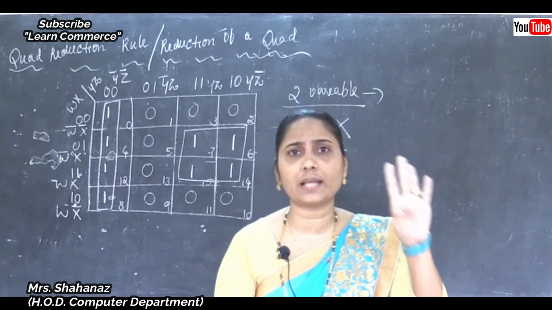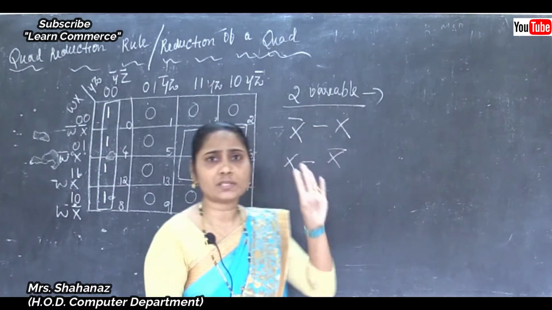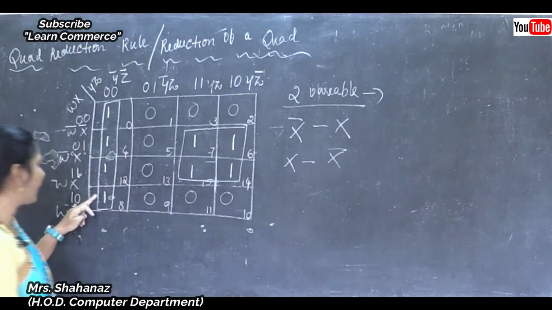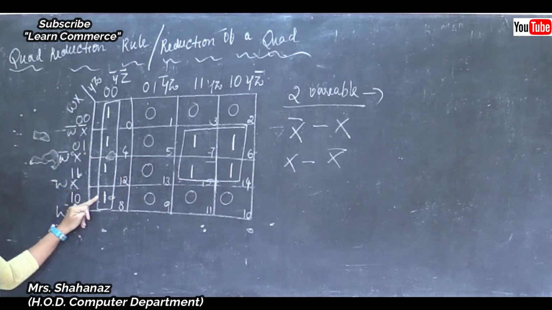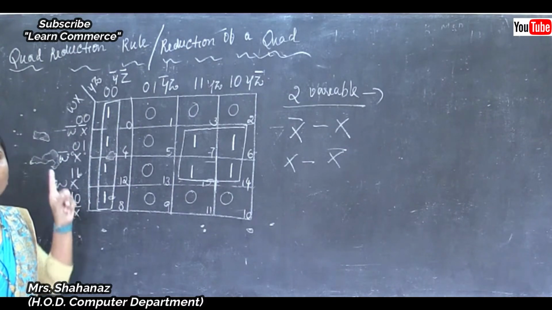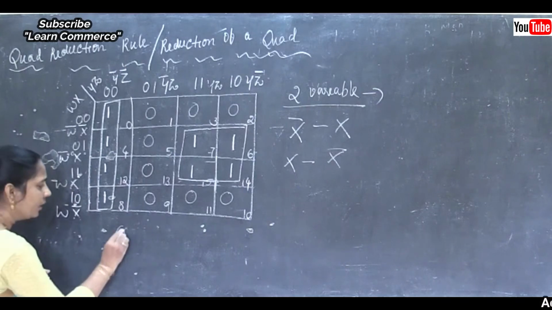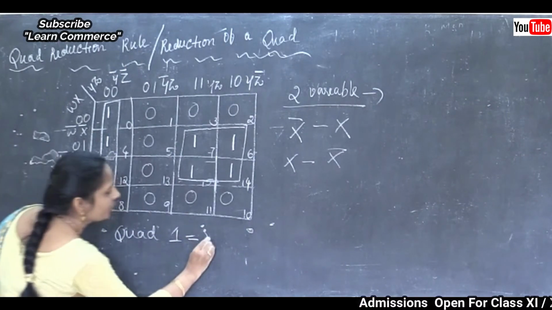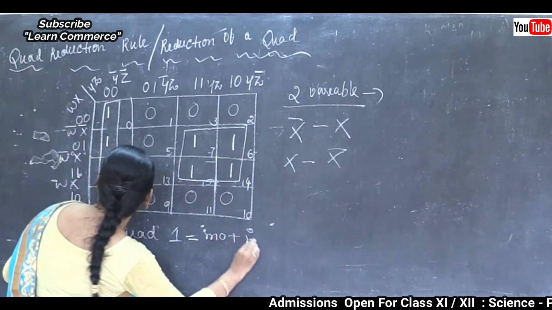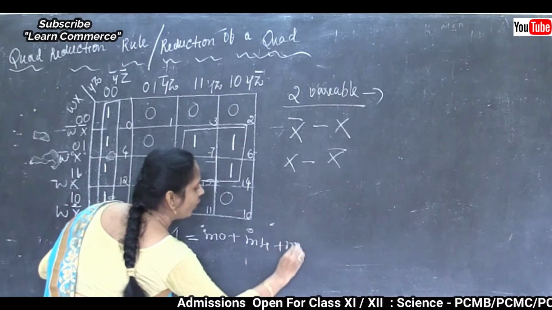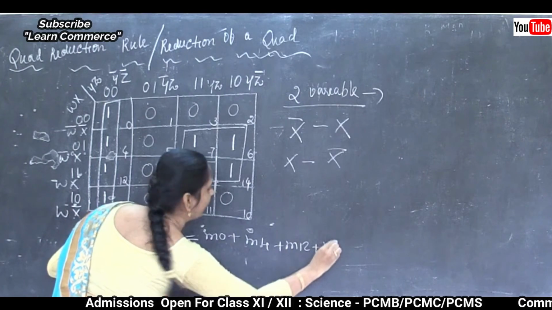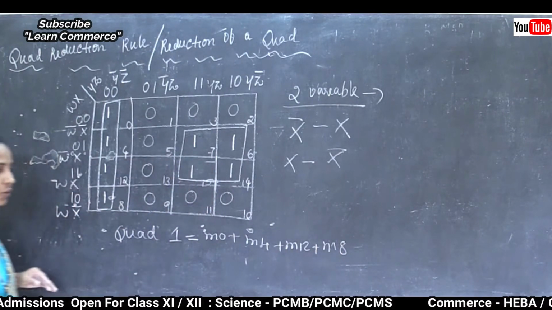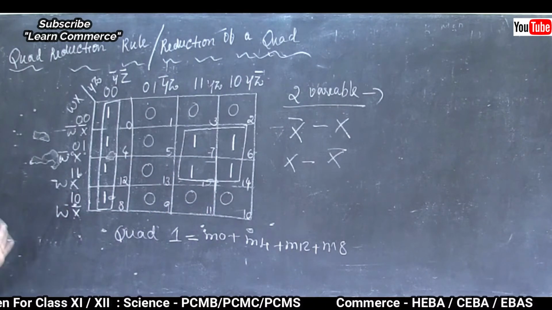Totally 4 ones are there. So if 4 ones are encircled, it makes a quad. Clear this point here? 4 ones are encircled, it makes a quad. Now, in this example, quad 1 is there. The quad 1 is equal to small letter M0, M4, M12, M8. Correct? That means 4 ones are there.